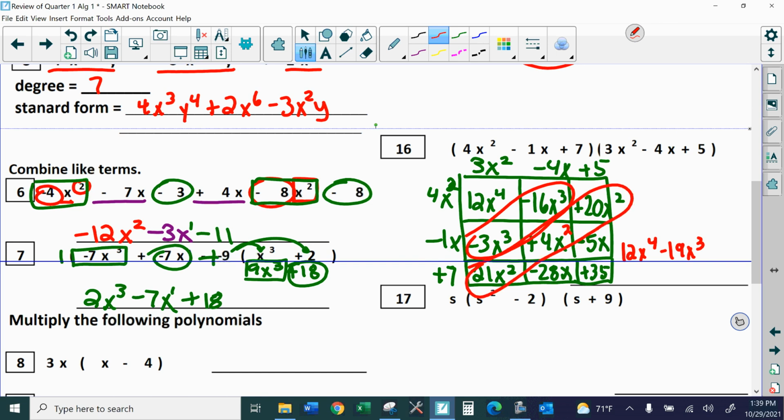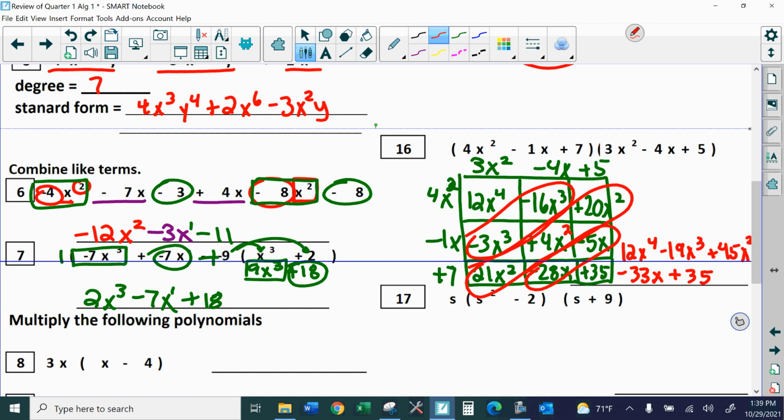Notice they're usually in diagonals like this. Then I have x squareds right there. 21 plus 4 is 25, plus 20 is 45x squared. Then I have my x's, negative 28x, negative 5x is negative 33x. And lastly, I have my constant plus 5. And there you go, my answer.